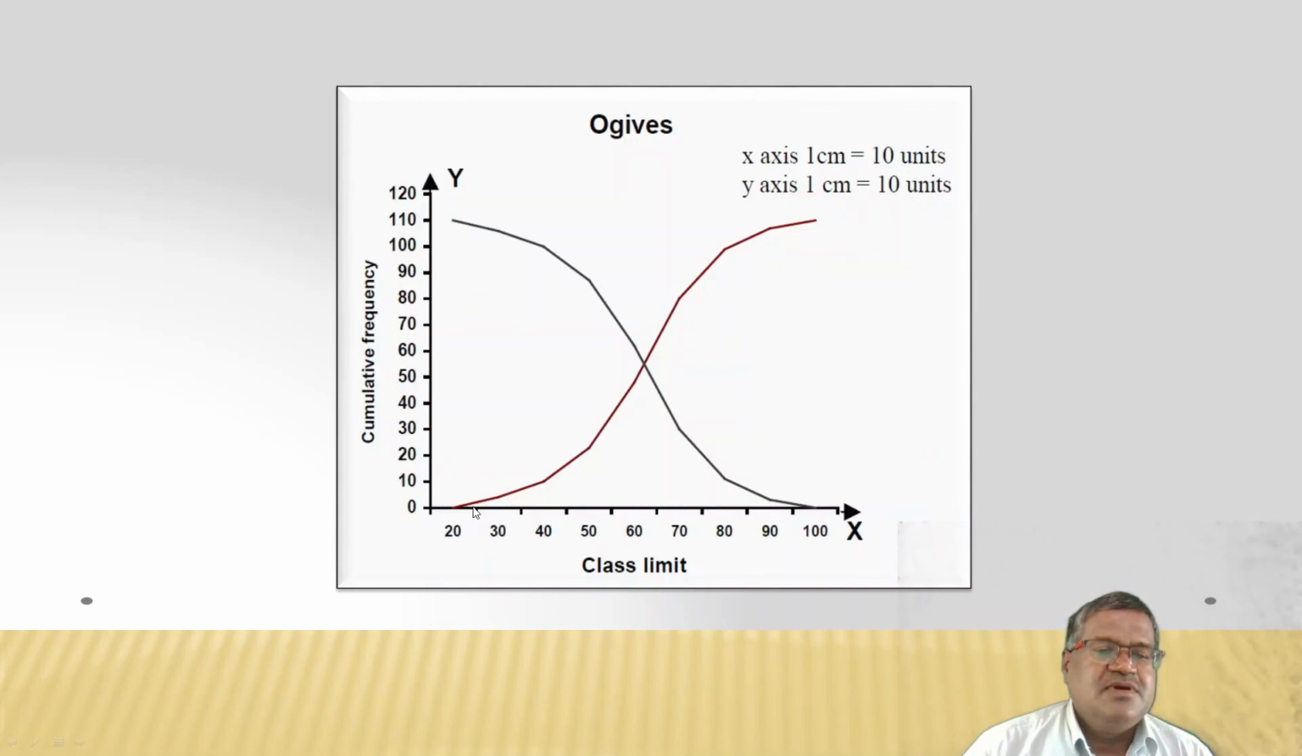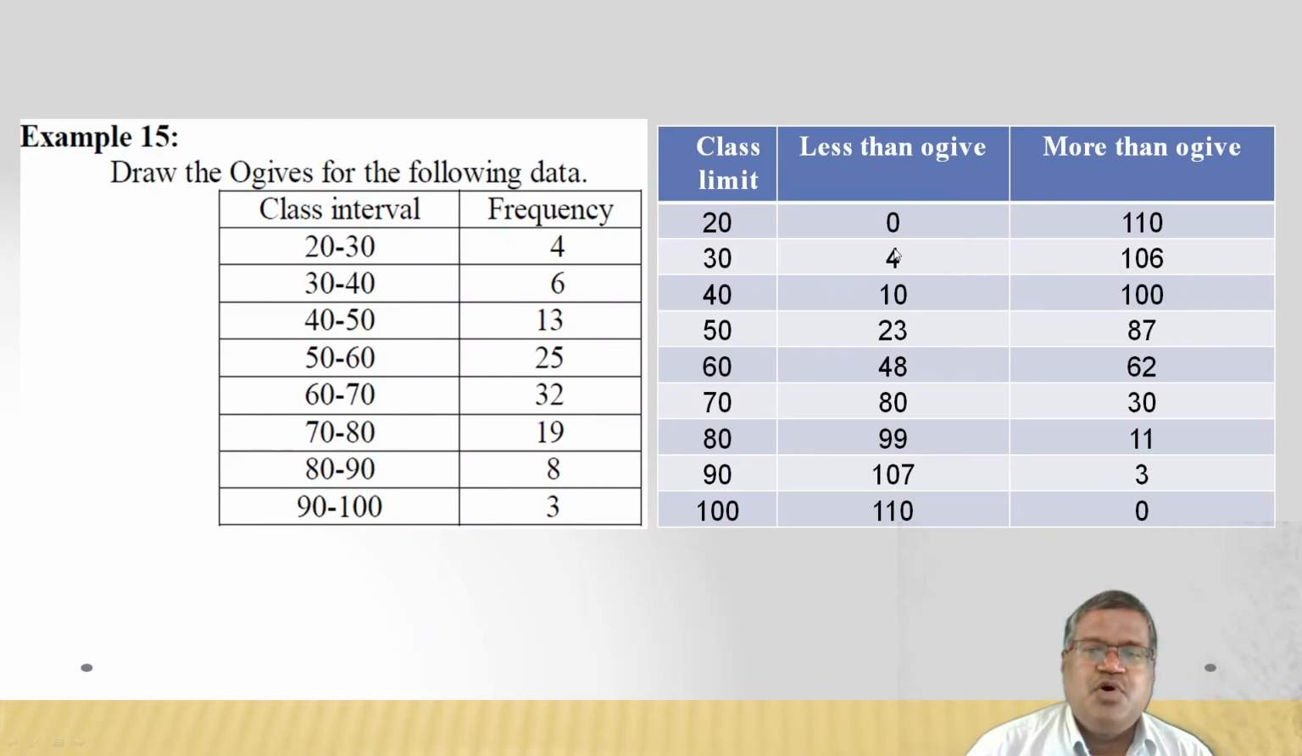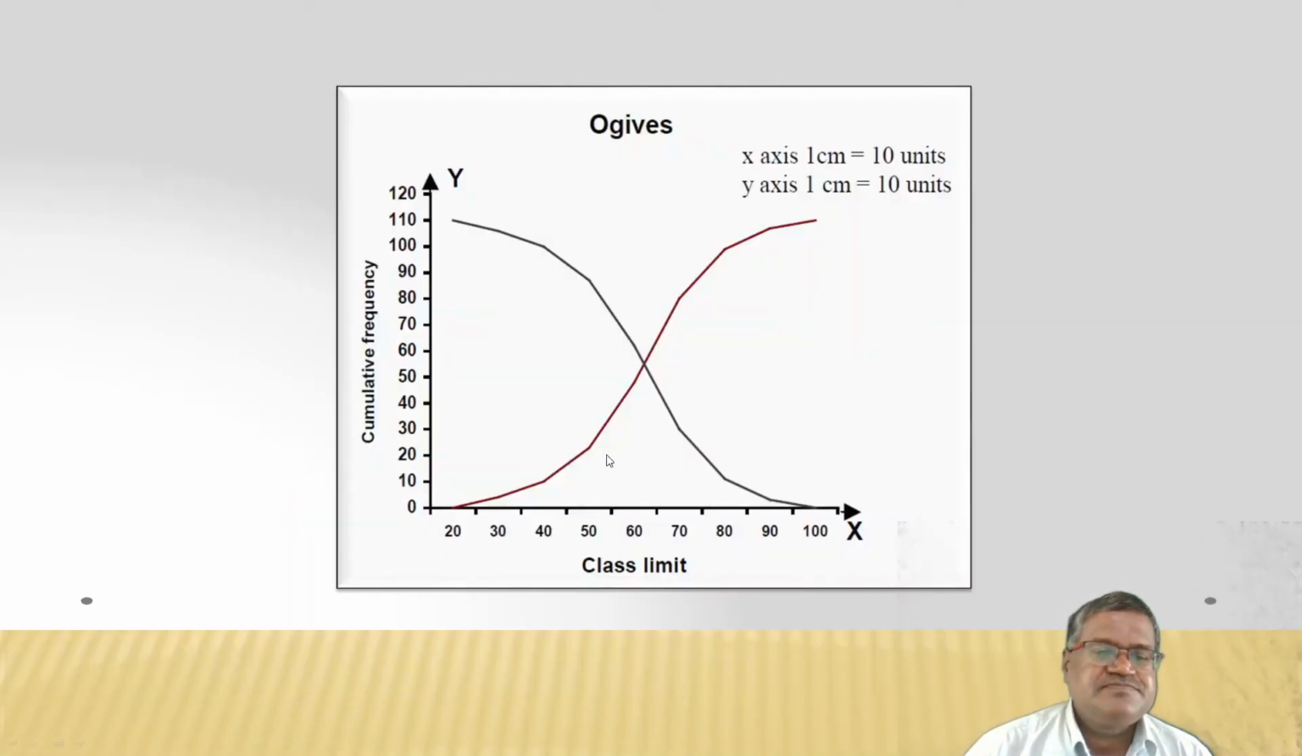For 20 we have 0, for 30 we have 4, for 40 we have 10, like that. This is less than ogive. Upper class limits and less than cumulative frequencies give us the less than ogive, and this is the greater than ogive. For greater than ogive, for 20 we have 110 here, like that. The intersecting point of less than and greater than ogive, if we draw a straight line to the x-axis, gives us the median. From histogram we can find mode, and from ogive curves we can find median.